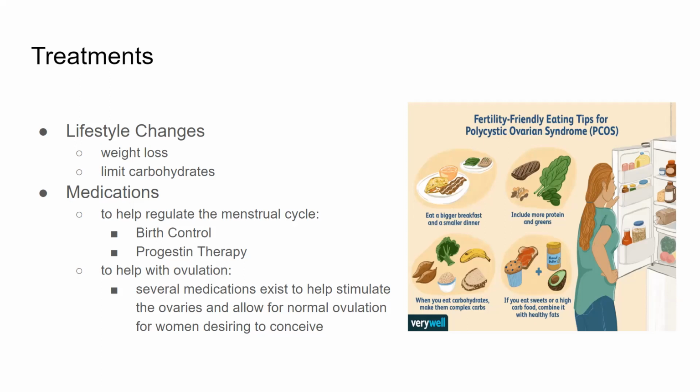There are medications. Some of them help regulate the menstrual cycle, such as birth control, which decreases androgen production and helps to regulate the body's estrogen level. There's also progestin therapy, which helps to regulate the periods while protecting against secondary conditions, such as endometrial cancer, which is an unfortunate implication that can happen with PCOS, but it itself does not lower the androgen levels.